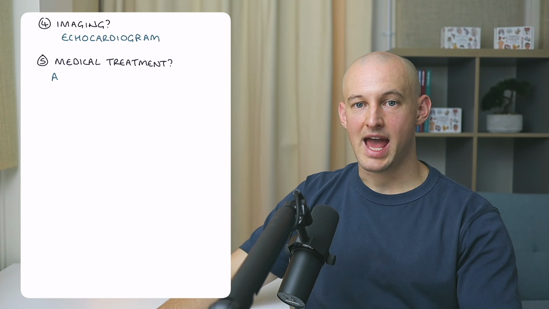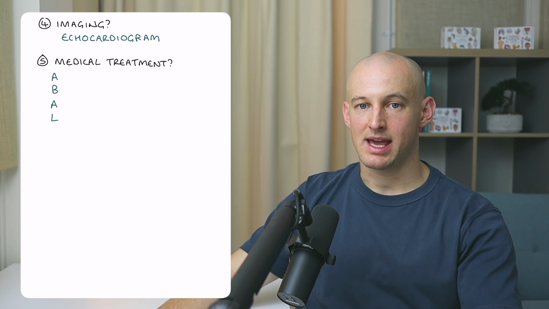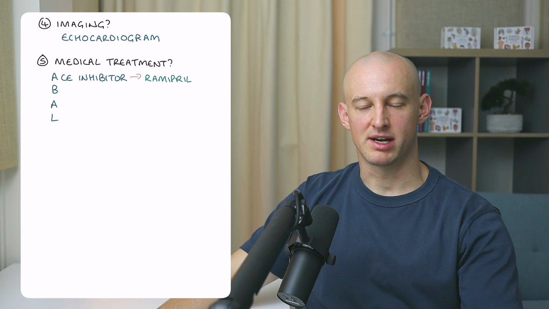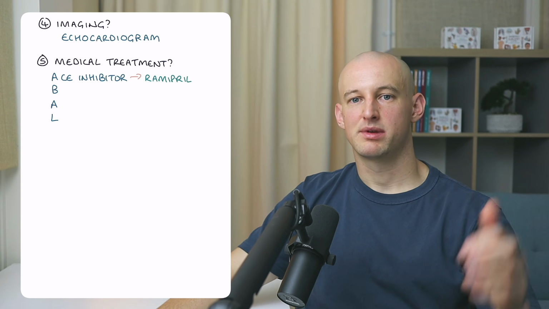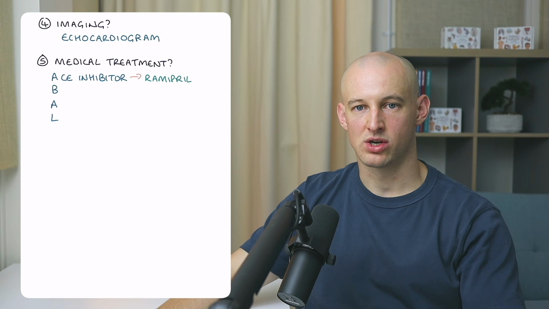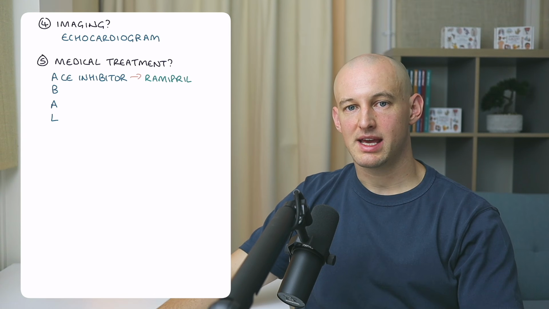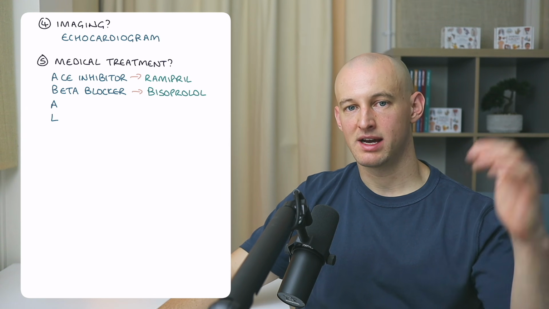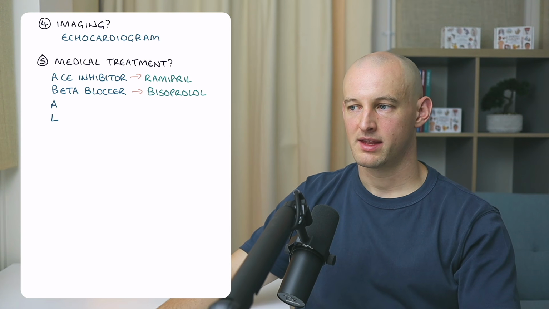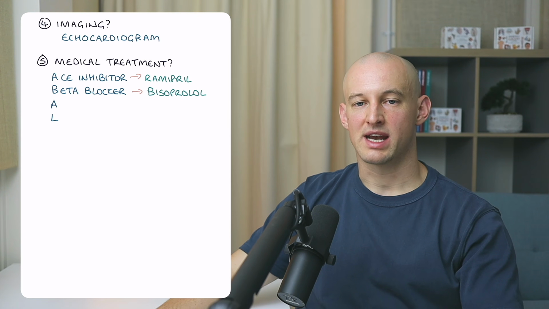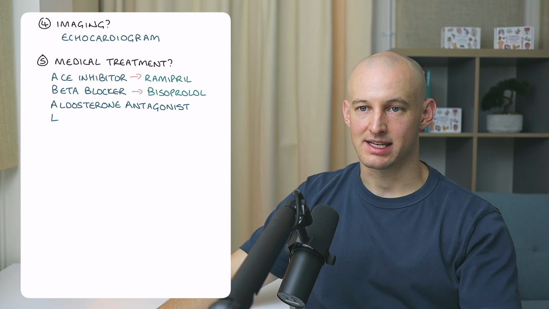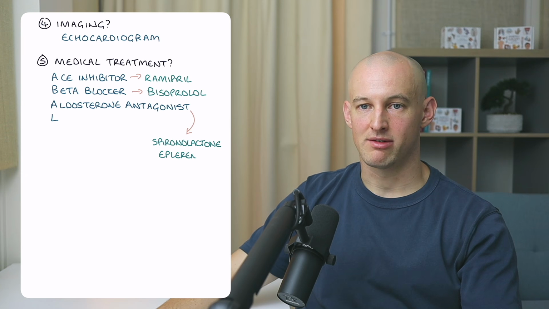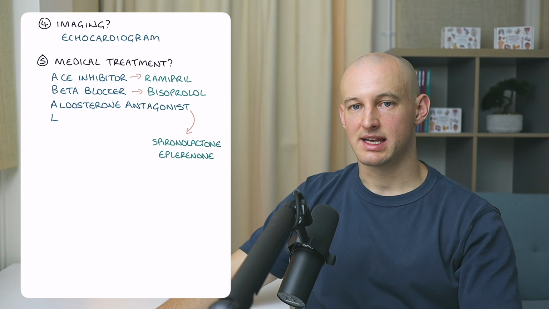I use the ABAL mnemonic, ABAL. A is for ACE inhibitor, for example, ramipril, and this is titrated up to the highest dose that's tolerated. B is for beta blocker, for example, bisoprolol, again titrated up as high as can go. The next A is for an aldosterone antagonist, and this is, for example, spironolactone or eplerenone, if this is needed.